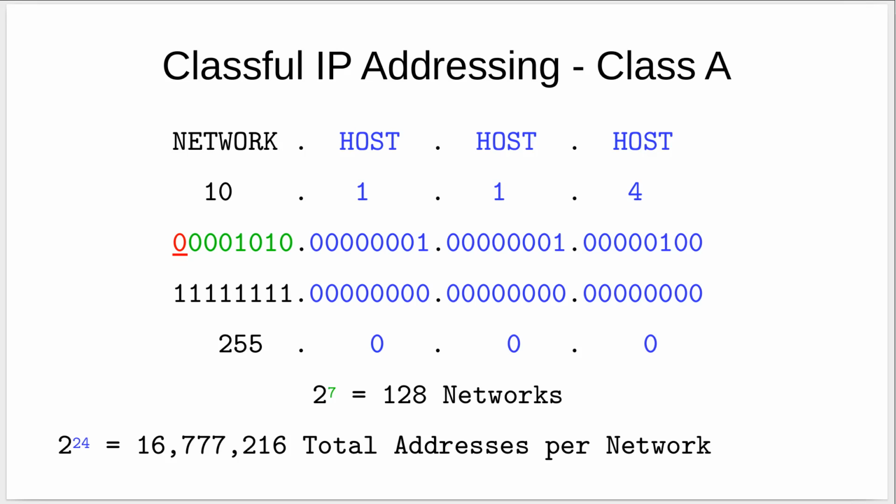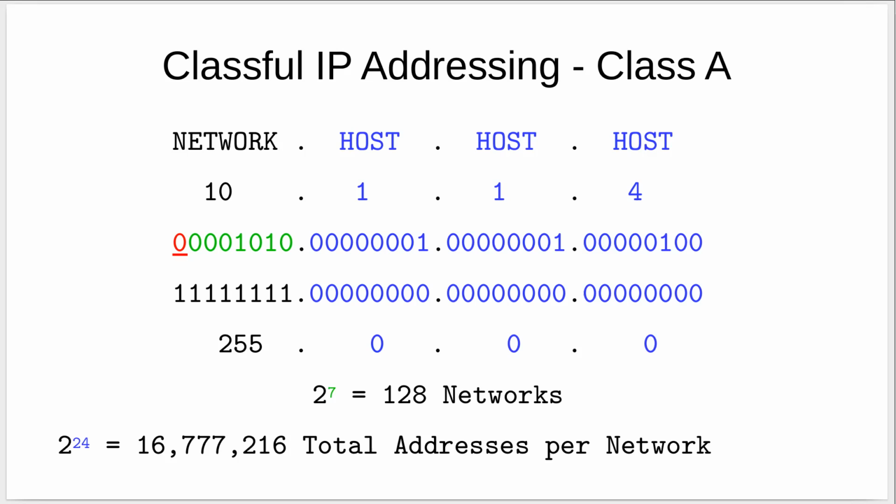3 octets, 24 bits in total. So 2 to the power of 24 gives us 16,777,216 total addresses. This is where you get your 128 Class A addresses, each with slightly over 16 million addresses per network. But that's not all of the story, because if you remember, I said there were 2 addresses that you cannot use on every network.